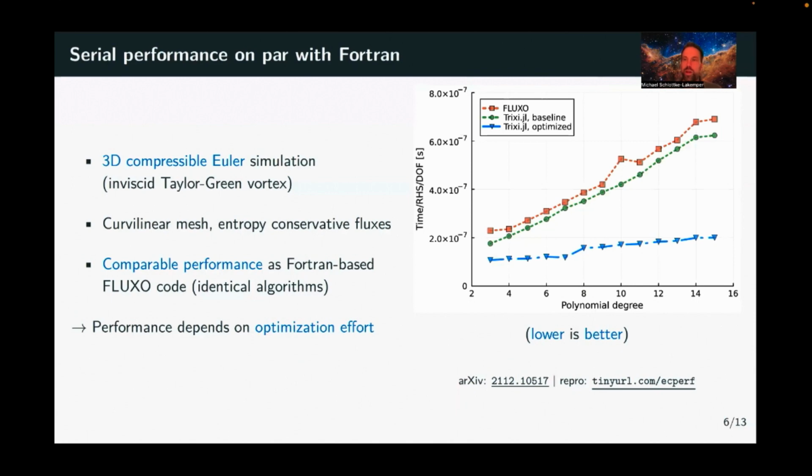So the key takeaway here is that Trixi.jl is a fast serial solver, and that, as usual, we do not claim that Julia is somehow faster than Fortran, but that the actual performance really only depends on how much time you spend optimizing your code.